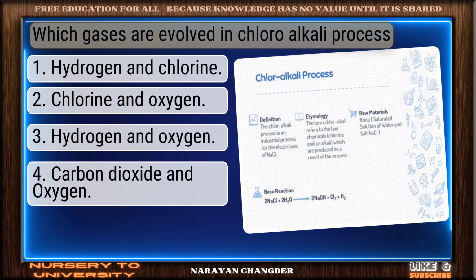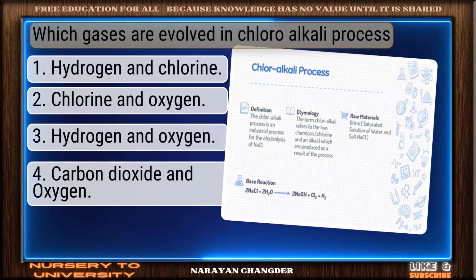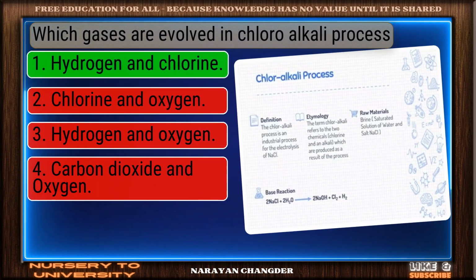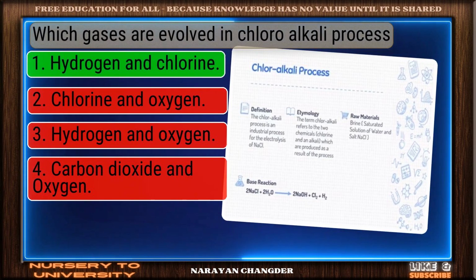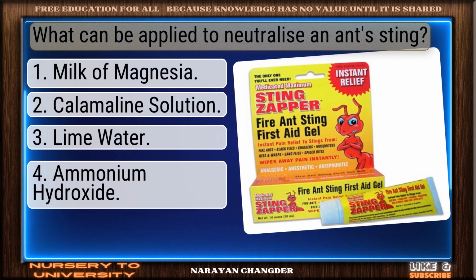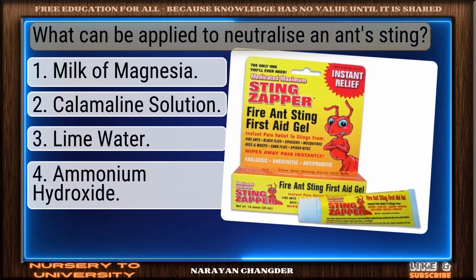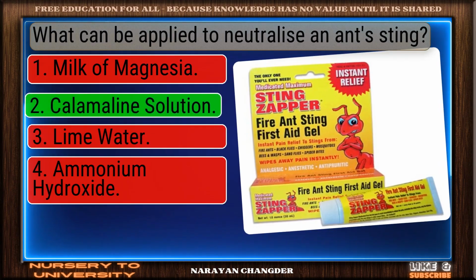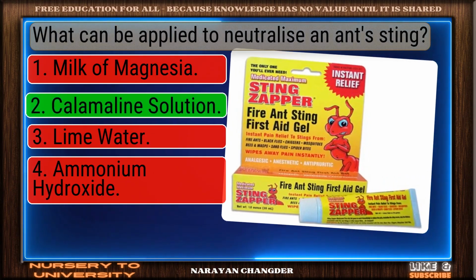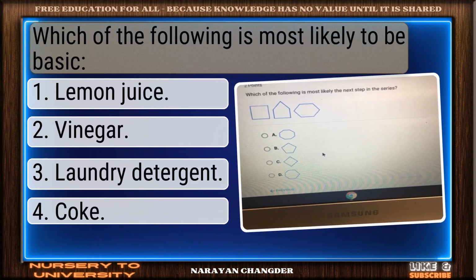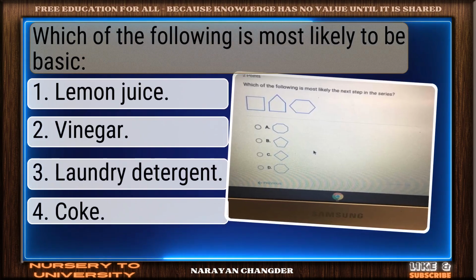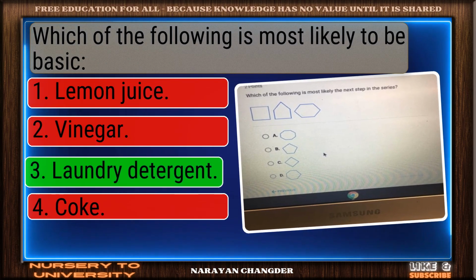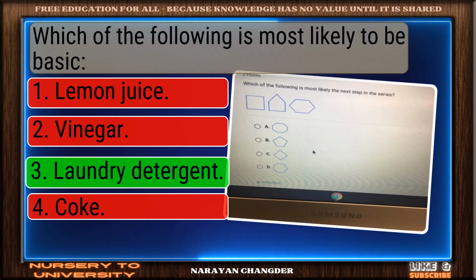Which gases are evolved in chloroalkali process? Nice work. Hydrogen and chlorine fits perfectly. What can be applied to neutralize an ant sting? Excellent choice. Calamine solution is right. Which of the following is most likely to be basic? Excellent. Laundry detergent is well reasoned.